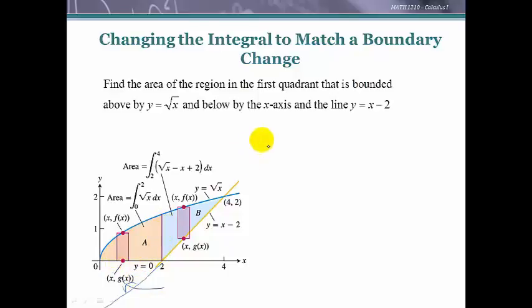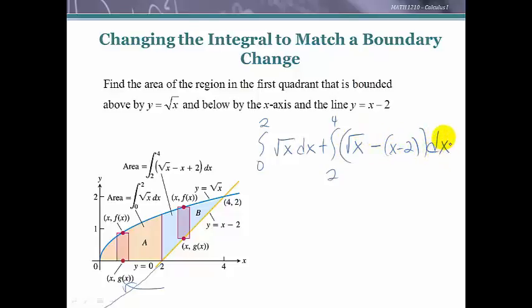We are going to integrate from 0 to 2, and when we do that, the upper function is square root of x and the lower function is 0. So we don't need to put that, it's minus 0, and that's just like what we're used to doing when we get the area under the curve. Then we would need to add to that, and then we could integrate from 2 to 4, and the upper function is square root of x minus the lower function is x minus 2. And we would need to sum those two together to get that total.